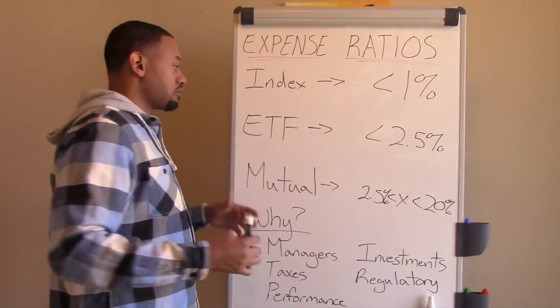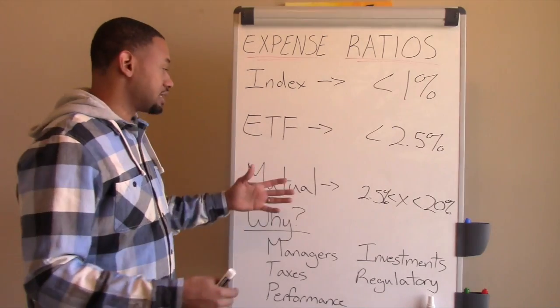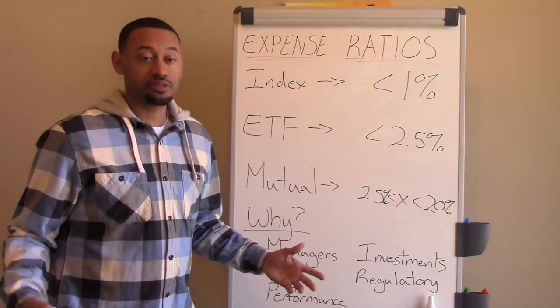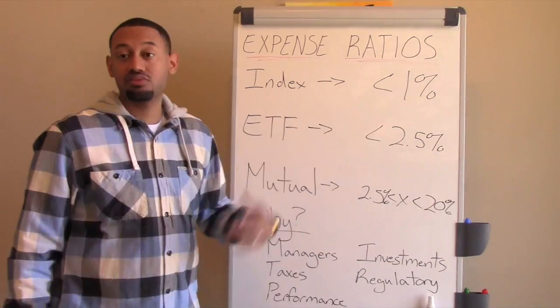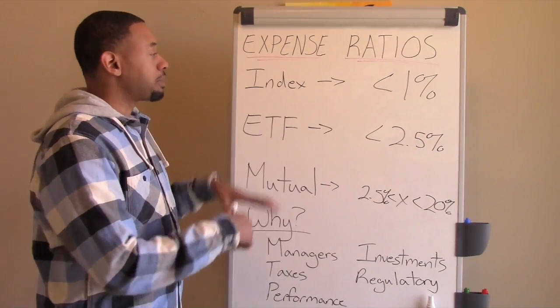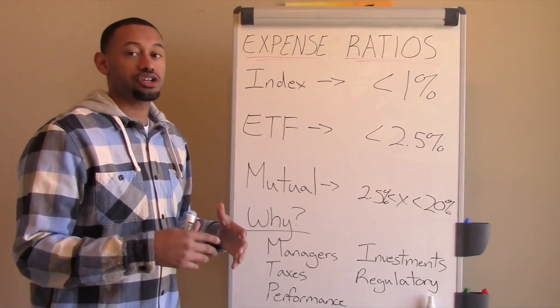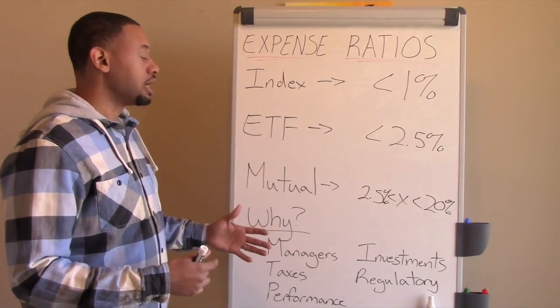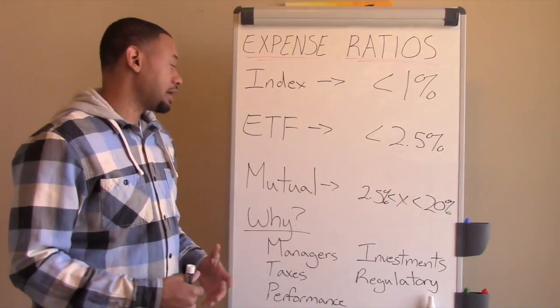Now, of course, you never know. You can find a mutual fund out there that has an expense ratio that's less than 2.5%. You can find an ETF with an expense ratio that's more than 2.5%. But these are traditionally the ranges that you're going to be looking for within each one, and what you're going to have to pay.